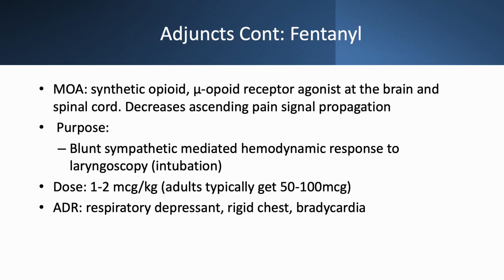Our next adjunct is fentanyl, which has a really bad rap because of the opioid crisis. When not abused, though, it's a very handy drug. So fentanyl works as a short-acting mu-opioid receptor agonist at both the brain and the spinal cord. We use this for the same reason as lidocaine, to blunt the sympathetic response to laryngoscopy.